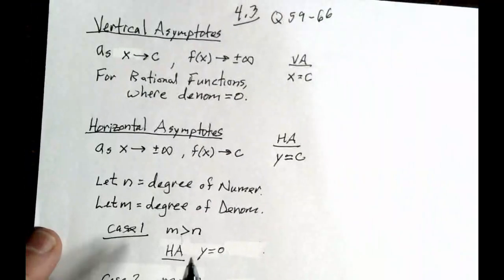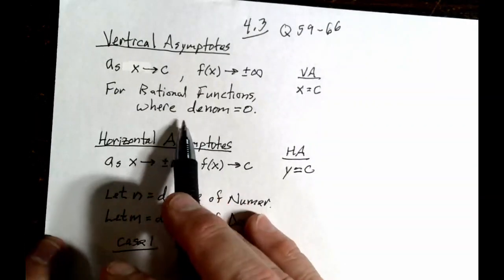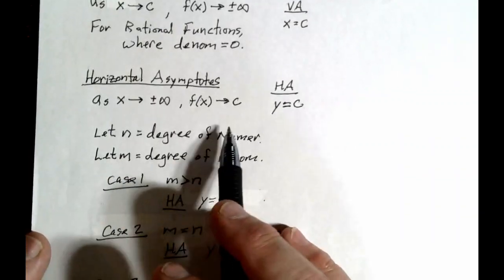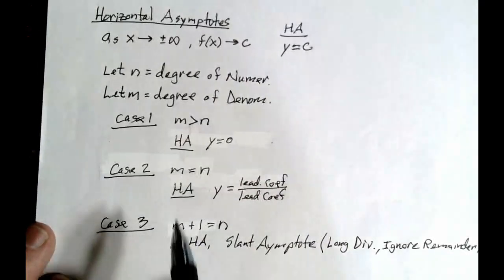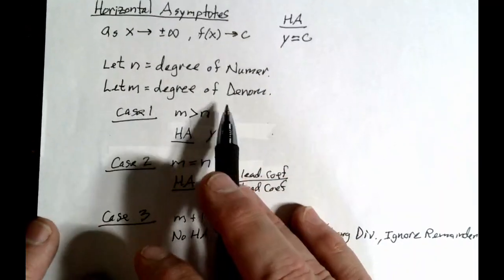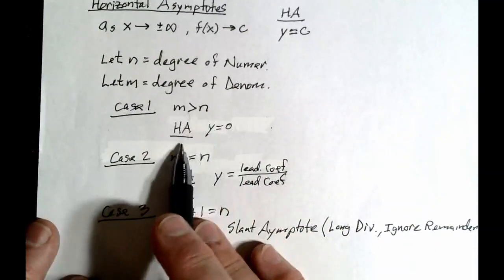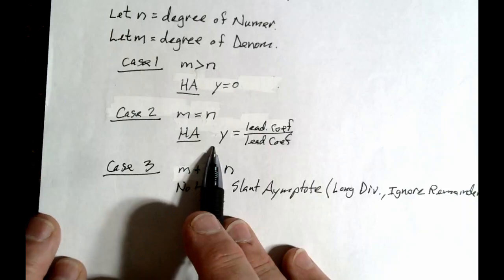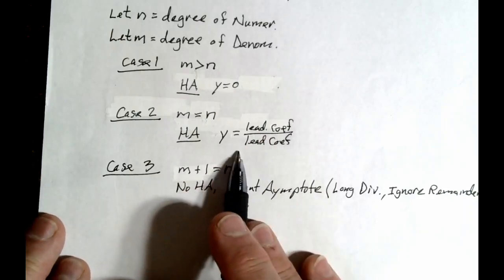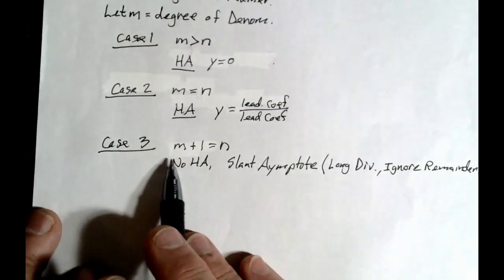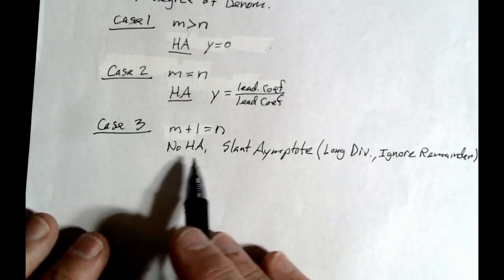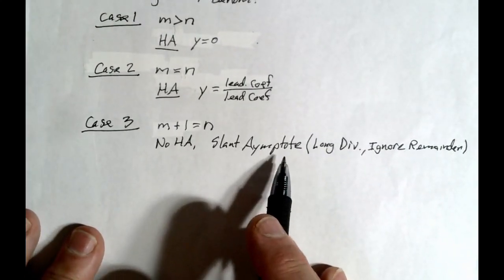And so like I was saying here, for rational functions, your vertical asymptote is where the denominator equals 0. For horizontals, you can look at the three cases. If n is the degree of the top and m is the degree of the bottom, if the bottom's degree is larger, it has a horizontal asymptote at the x-axis, y equals 0. If the bottom and the top are equal, then it's y equals the leading coefficient of the leading term over the leading coefficient of the leading term. And then if the top is 1 degree larger than the bottom, it does not have a horizontal, but it does have a slant, and you have to do long division in order to calculate that one.